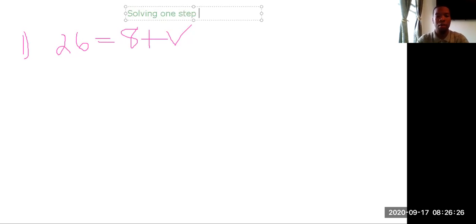Solving one-step equations. This is a review. And this is the worksheet that's in your Google Classroom that you'll have to go back and look at. And if you already did it, this is a good way to check if you got your answers right.